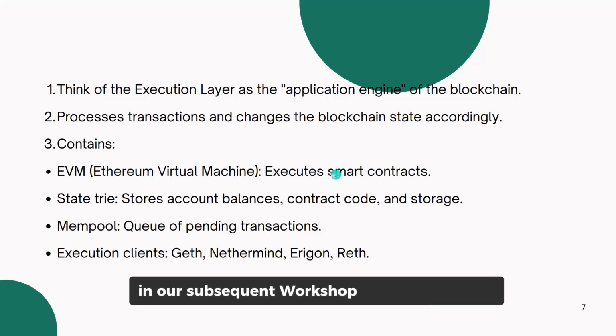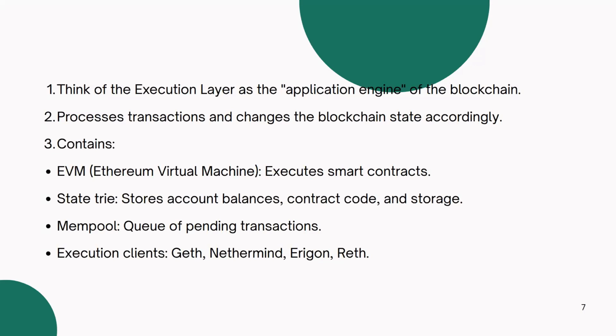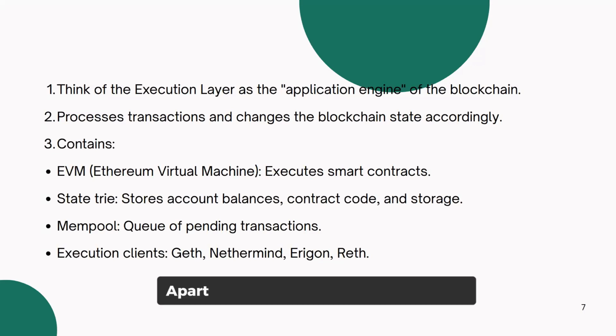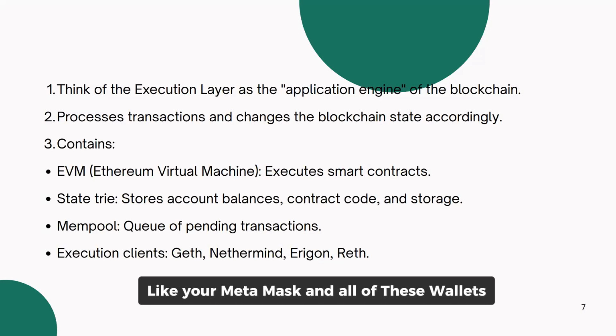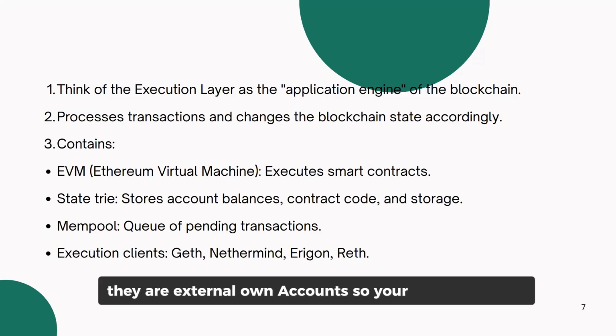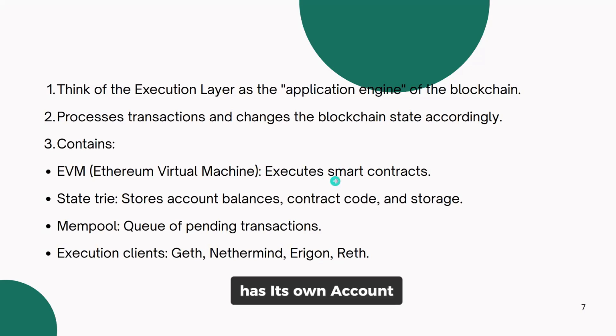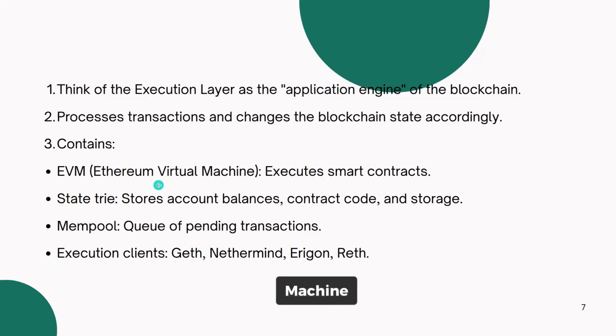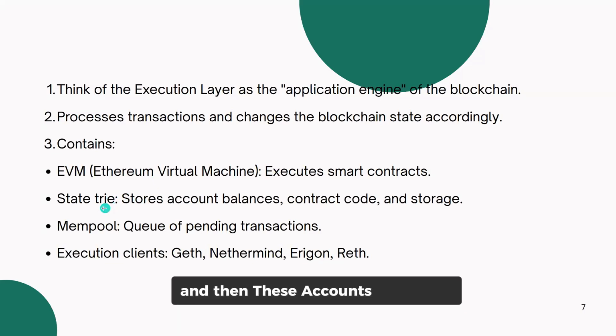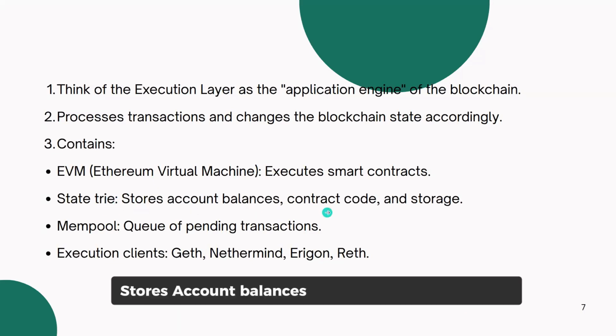you'll discover that every smart contract you see on the blockchain has an account. Apart from your externally owned accounts, which an average developer should know, like your MetaMask and all of these wallets, your smart contract has its own account. All of this logic is processed from the Ethereum Virtual Machine. And then these accounts are stored in what we call the state trie, which stores account balances, contract code, and storage.